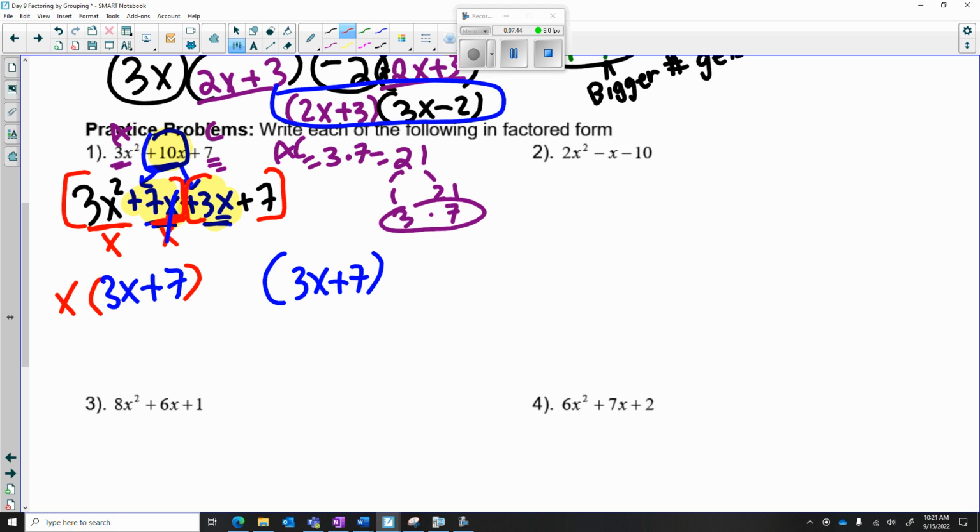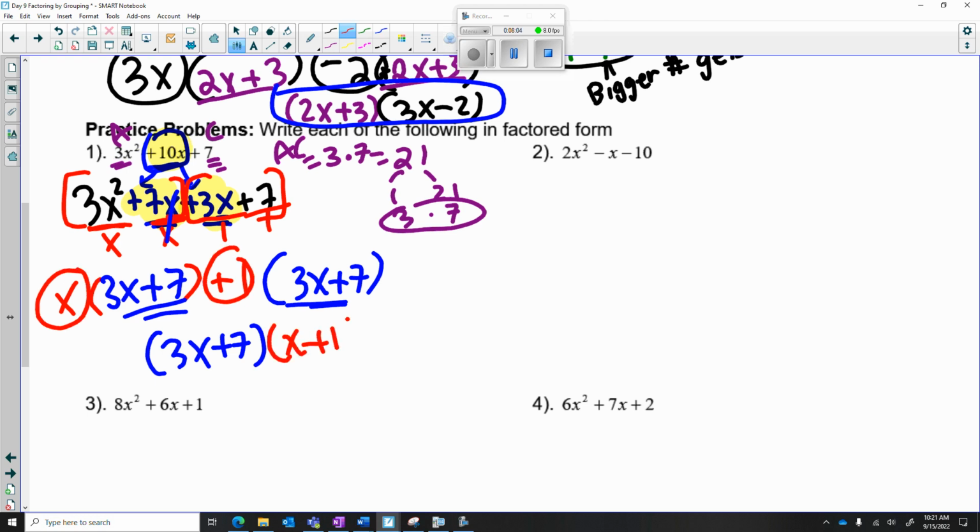Well, you could take out a 1. 1 goes into everything, right? So then you're going to get 3x plus 7. So this is going to be positive 1 is the GCF of everything. 3x plus 7. These are in common. What's going to go on the other side? It's what's left over. And we're done.